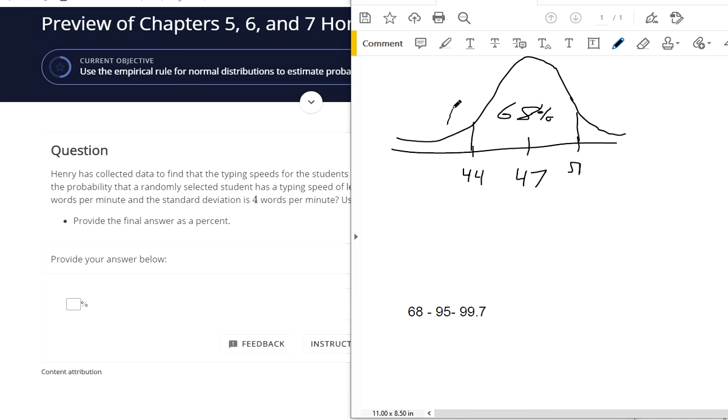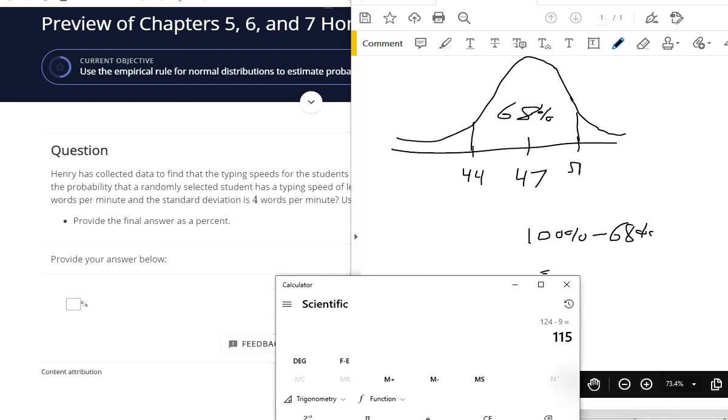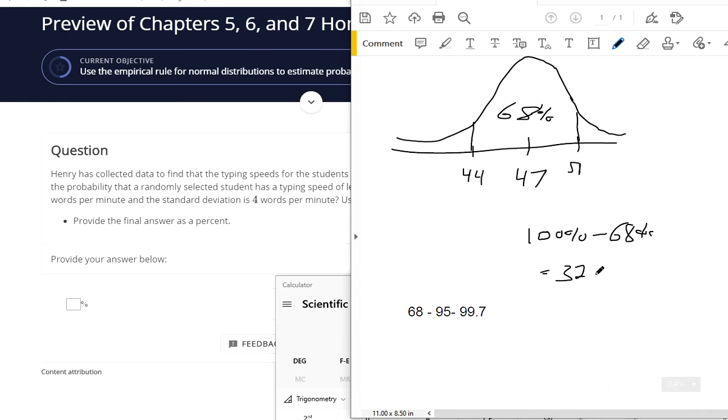So how much does that leave for both of these tails over here? You got 100% for the whole area. You subtract 68%, then we've got... I should be able to do that, but for some reason when I do videos, I can't do mental arithmetic. We get 32% for both of the tails combined. If you cut that in half to split it evenly, that's 16% in each tail. So this area here is 16%.